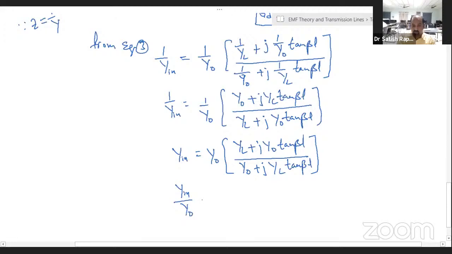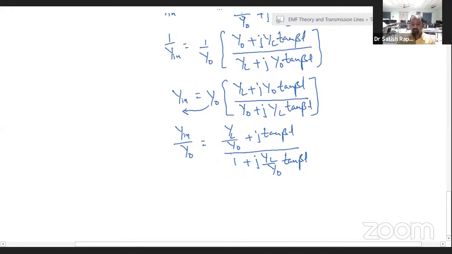Further simplifying, taking Y naught to the left hand side, Y in by Y naught, and taking Y naught common in both numerator and denominator: (YL by Y naught plus j tan beta L) divided by (1 plus j YL by Y naught tan beta L). Here, input admittance or source admittance, both are the same. Y in is equal to capital YS.